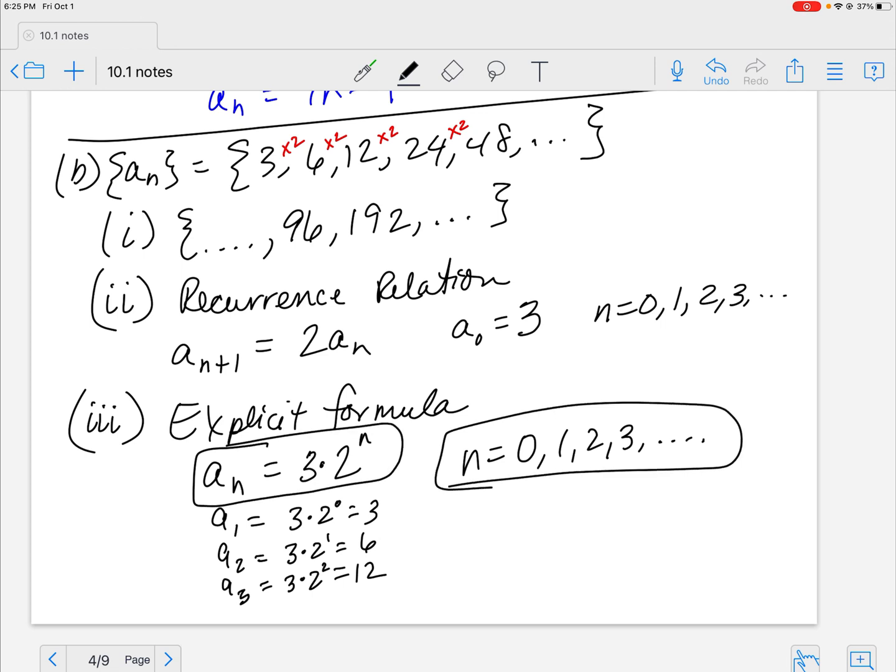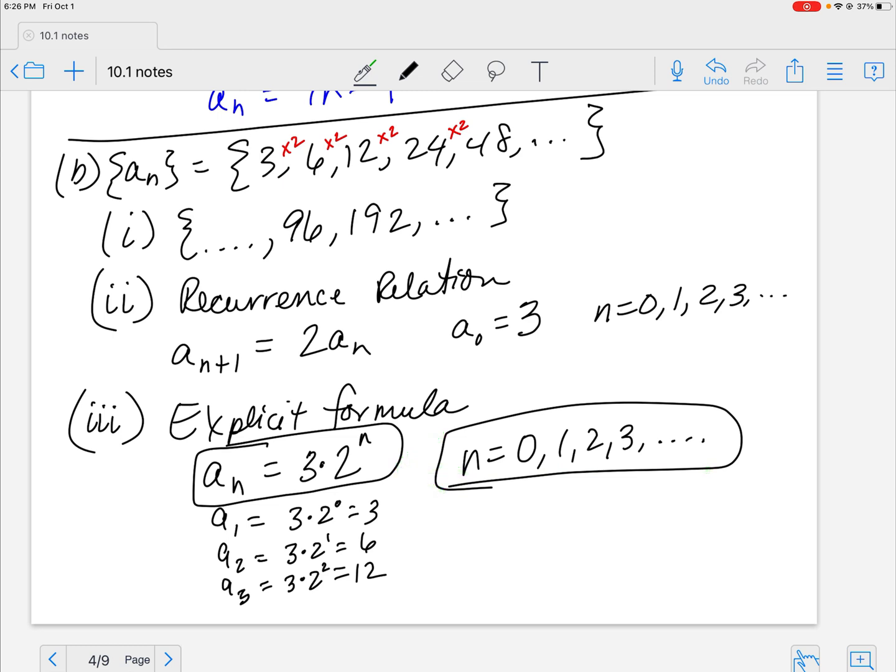Again, with that explicit formula, you have to identify n. If I'm starting here at 1 instead, that's going to change this whole formula. I have to have something, and that's why we try some things out. That's going to get me my sequence by plugging these values into the formula.